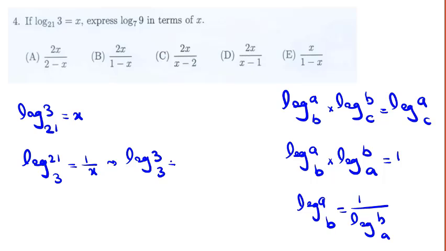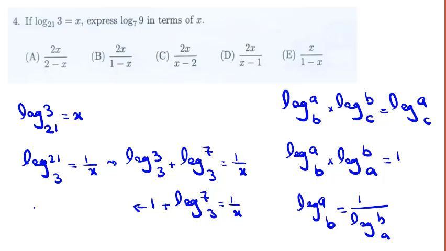So we can say log_3 3 plus log_3 7. This is another formula, that when you multiply inside, you add these two things, equals 1 over x. It is 1, the first one, plus log_3 7 is 1 over x. So we can conclude what? Log_3 7 will be 1 over x minus 1. 1 over x minus 1 will be (1 minus x) over x.